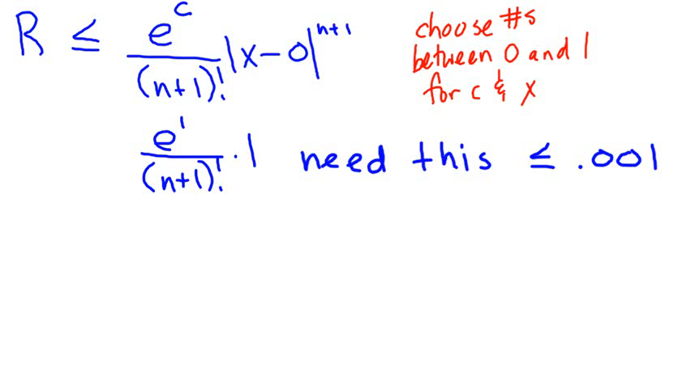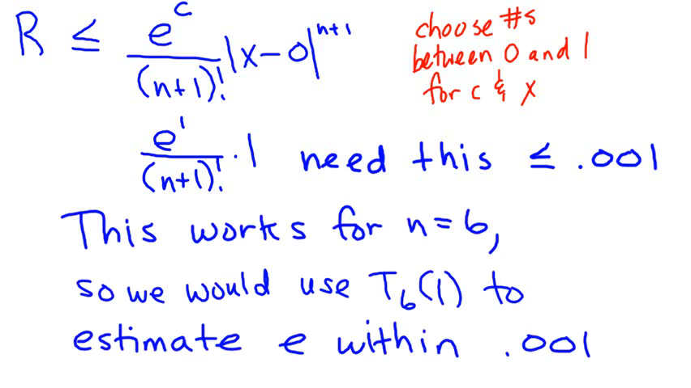According to the requirements of the problem, we need this error to be bounded by 1/1000th. I'll enter that into the y equals screen on my calculator and use a table to determine the smallest value of n for which the expression is less than or equal to 0.001. This occurs when n equals 6, so I would use the 6th degree Taylor polynomial to estimate the value of e within 1/1000th of the actual value.